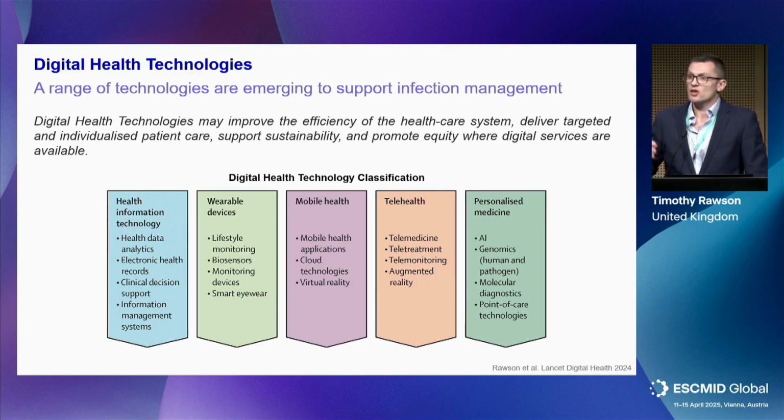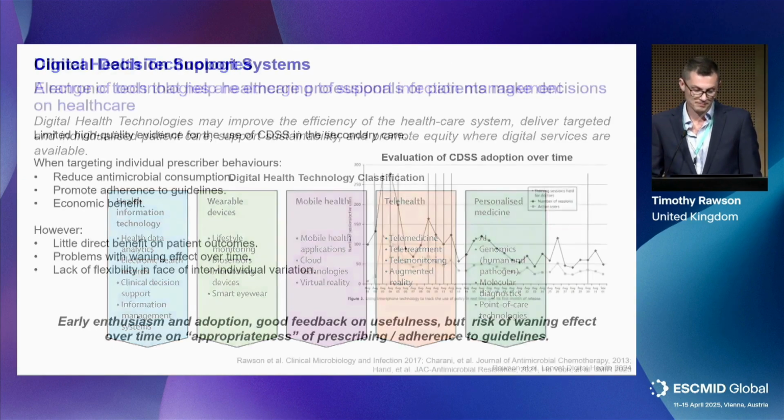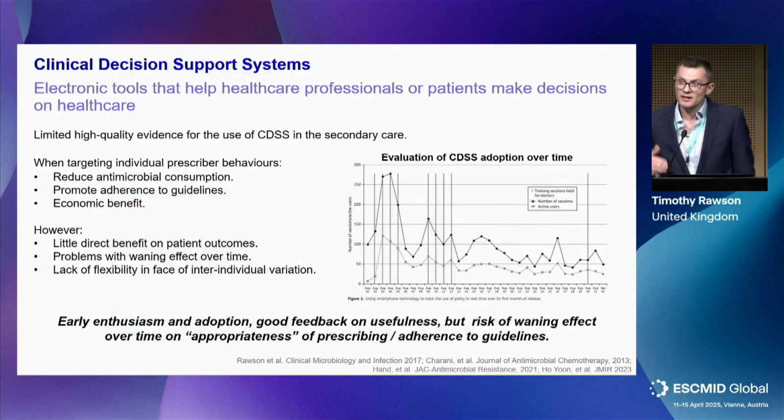But there's actually a huge amount of other areas where digital health technologies are being developed, and particularly around precision approaches to guiding treatment. So we've heard a lot about molecular diagnostics and point-of-care technologies, but artificial intelligence is another area where we're beginning to understand how this can be applied. If we think about clinical decision support systems more generally, these are just electronic tools which help healthcare professionals or patients make decisions about their healthcare.